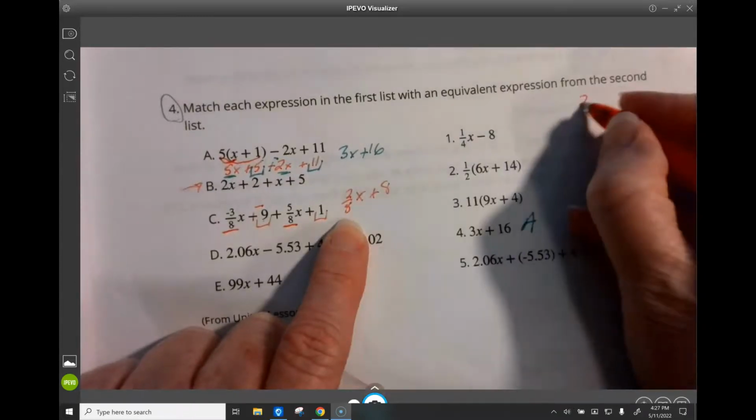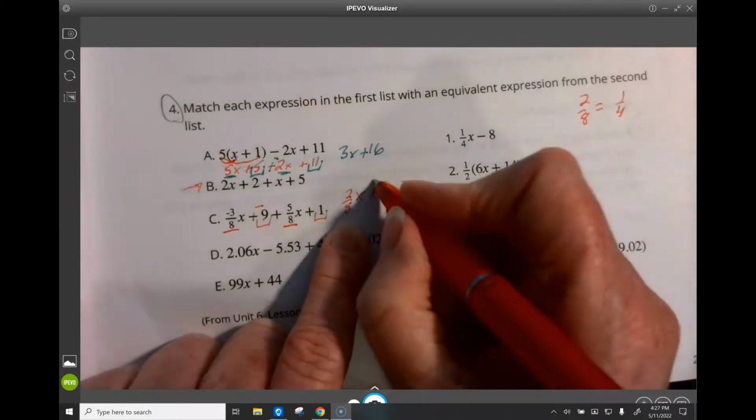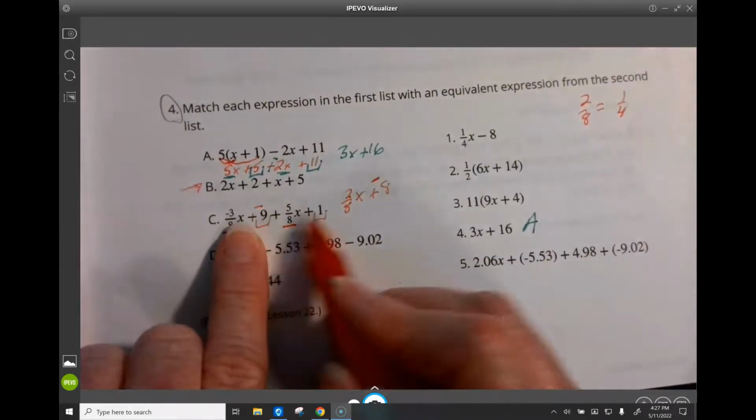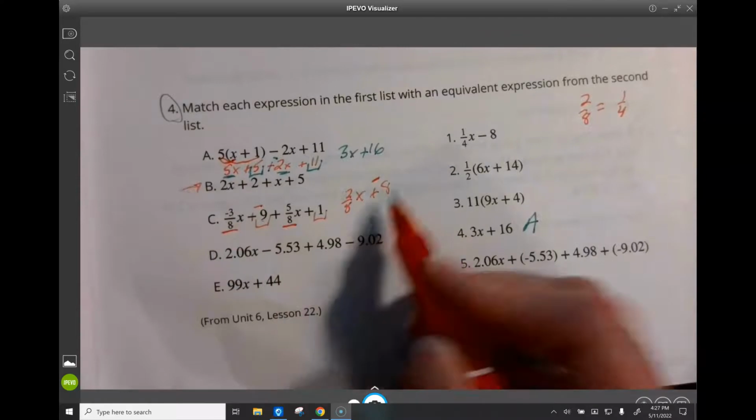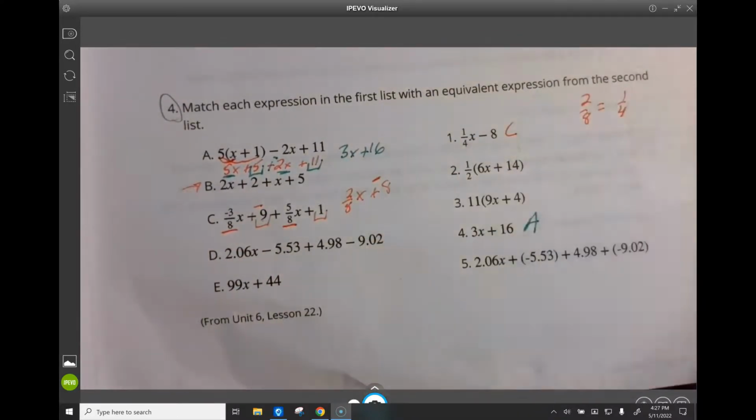2/8 in lowest terms is 1/4. And I dropped a negative on my 8 because I had a negative 9. You already got that, didn't you? So this is C. If you draw the lines, it's really confusing. Just write the letter over here.